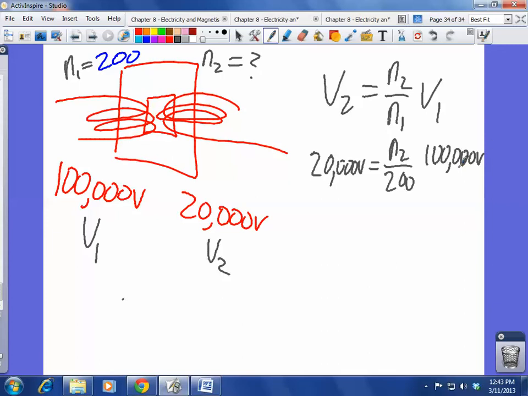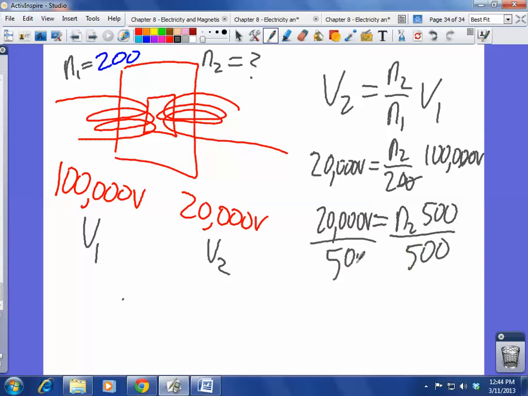So if I start canceling out zeros here, there's 2 zeros, there's 2 zeros. So I have 1,000 divided by 2. So N2 times 500 should equal 20,000. And now if I divide both sides by 500, I get that N2 is equal to 40. So this is kind of the reverse of the last one. Here, since we went from a high voltage to a low voltage, it's what we call step down.